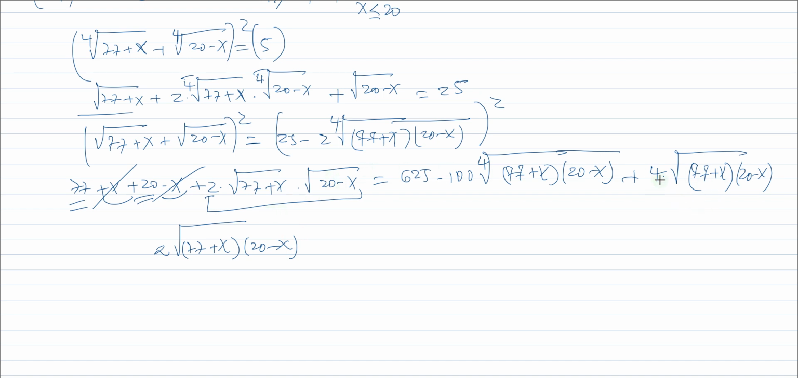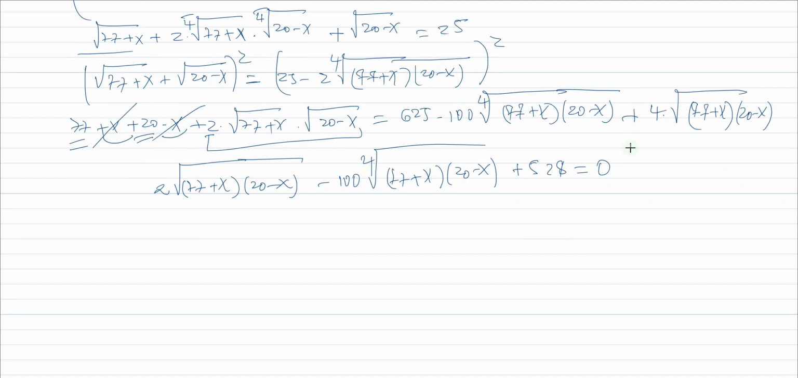So this one is gone with this one here, okay? And then we're going to have this one here minus 100, which is going to be this 77 plus x, and then 20 minus x, and then 625 minus 97, we're going to have plus 528 equals 0. So guys, I'm going to divide both sides of the equation by 2 to eliminate this 2 here.